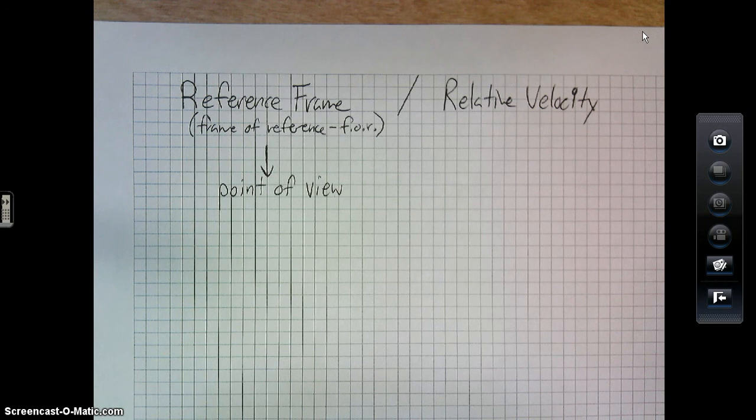A lot of times I like to think about a bus. If you are on the bus, you can sit and toss a ball up and down, and it just looks to you like it goes up and comes straight back down. But if you were somebody standing on the side of the road watching a person tossing a ball in a bus, it doesn't look like it goes straight up and straight back down. It looks like it's moving in a parabola because it moves both horizontally and vertically. So that's essentially what frame of reference is.